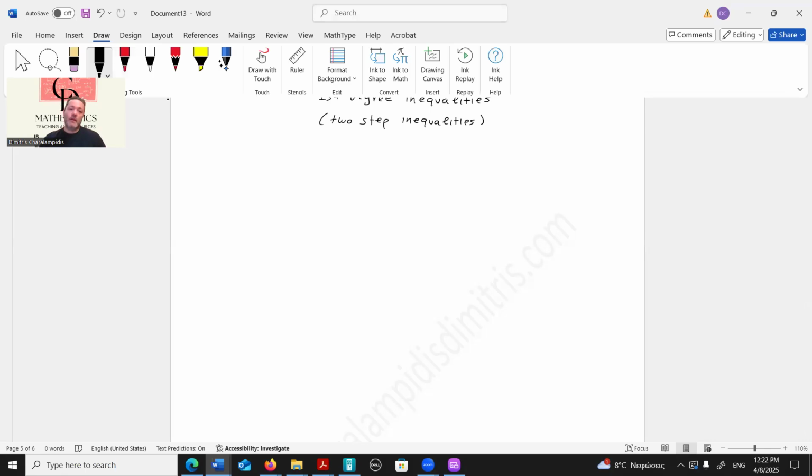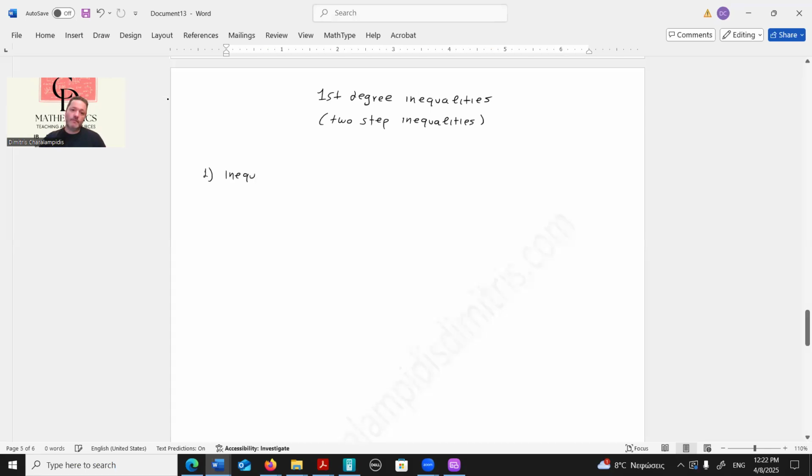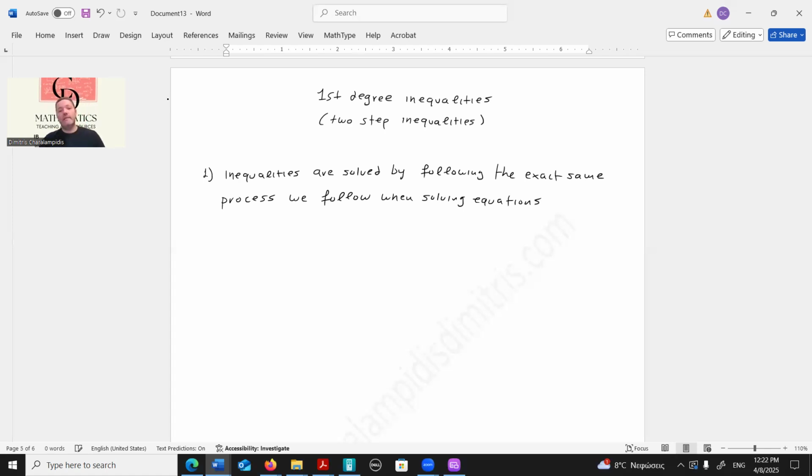First of all, inequalities are solved by following the exact same process we follow when solving equations. The main difference comes at the end, at the final part of the solution.